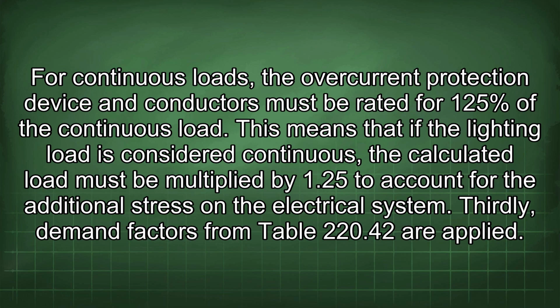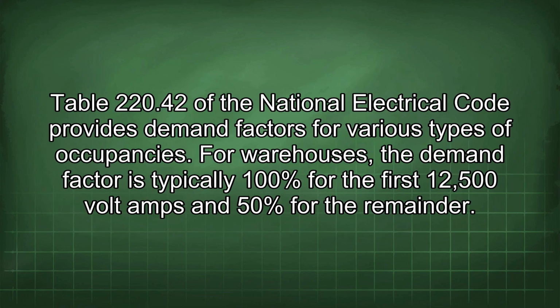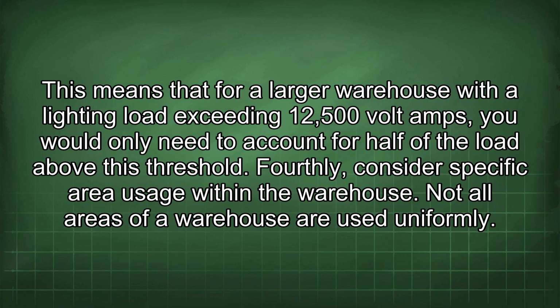Thirdly, demand factors from Table 220.42 are applied. Table 220.42 of the National Electrical Code provides demand factors for various types of occupancies. For warehouses, the demand factor is typically 100% for the first 12,500 volt-amps and 50% for the remainder. This means that for a larger warehouse with a lighting load exceeding 12,500 volt-amps, you would only need to account for half of the load above this threshold.